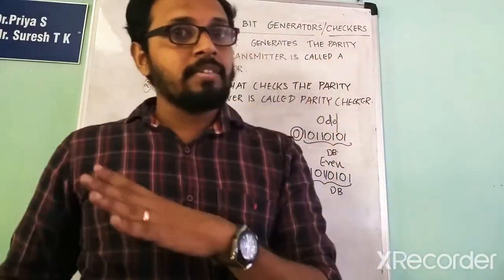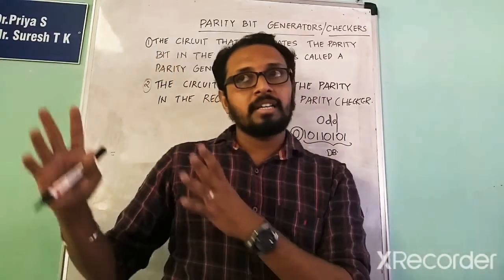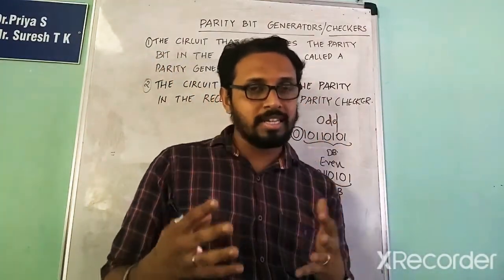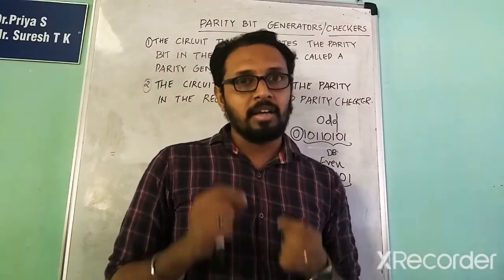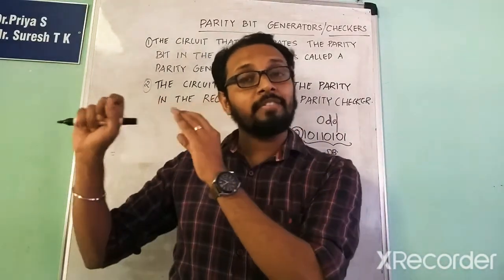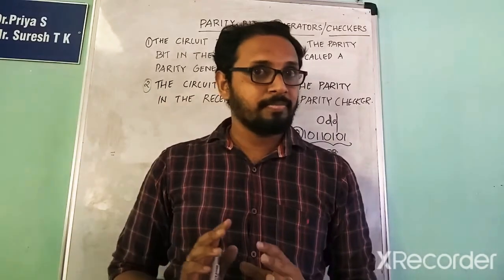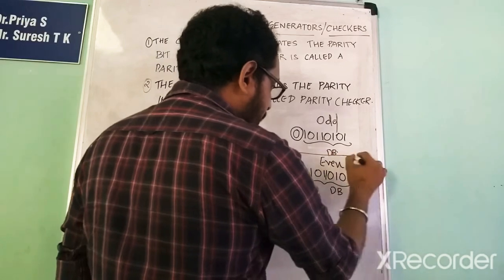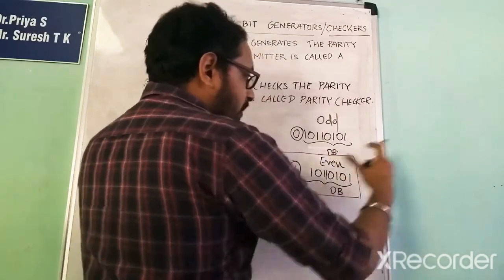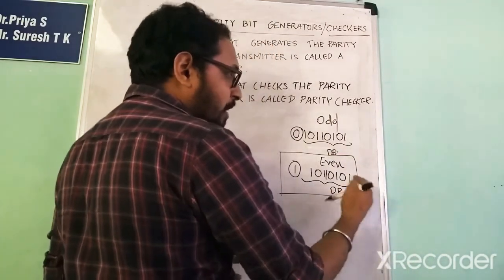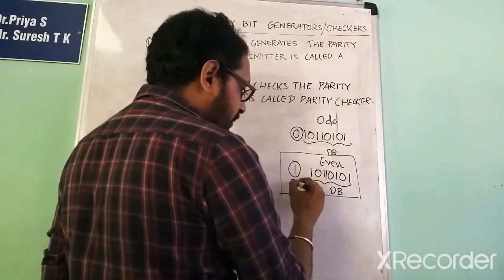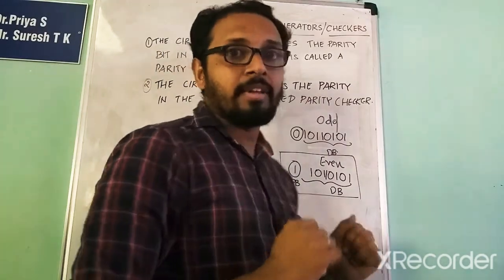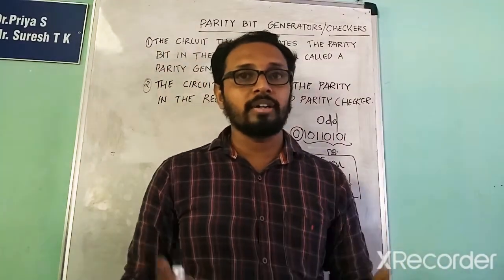So if it is even parity, the receiving end will check whether that particular set, including the parity bit, has an even number of ones. For example, if this is sent across the network, at the receiving end they check the number of ones including the parity bit: 1 2 3 4 5 6. Yes, it's even, so it's even parity, so there is no error.